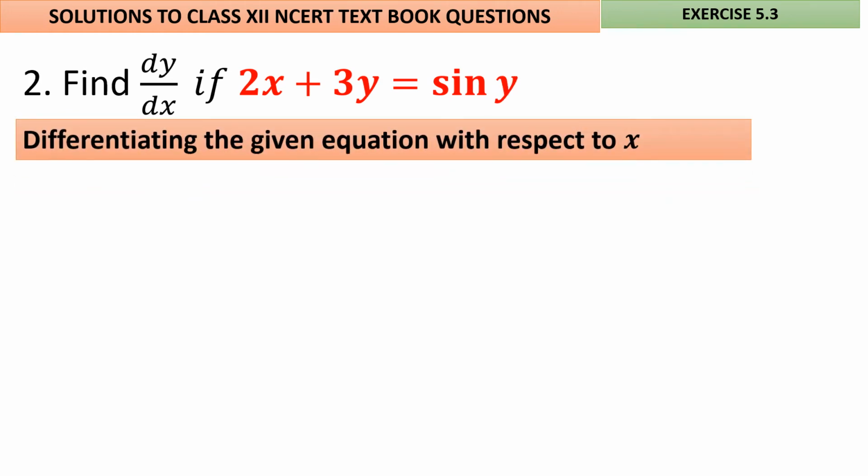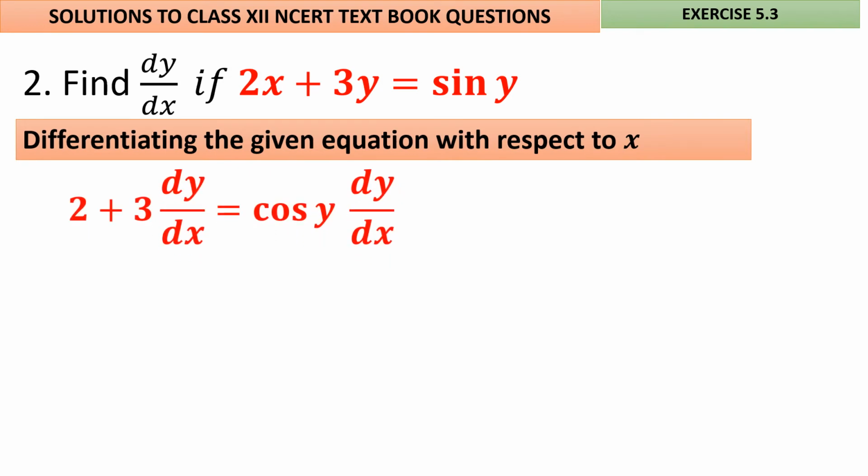Okay. Now once again, one more problem. 2x plus 3y is equal to sin y. You see what is the difference? Differentiation of 2x is 2. Differentiation of 3y is 3 dy by dx. Differentiation of sin y is cos y into dy by dx.